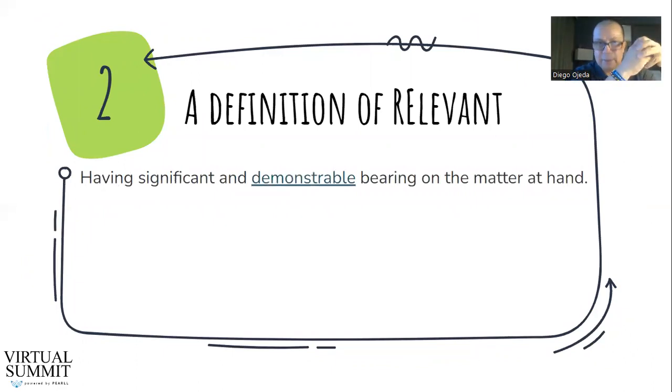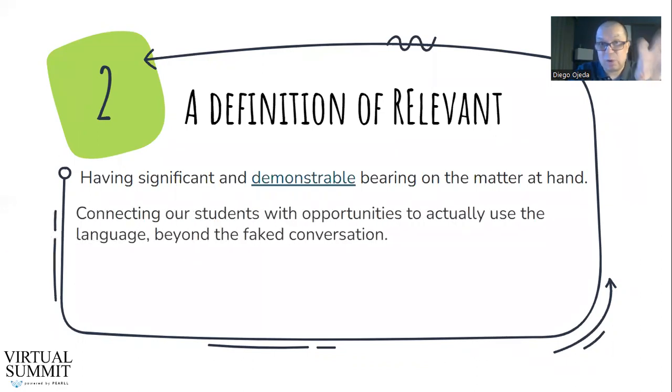Okay, now, a definition of relevant. So first, it has to be real, right? Now, it has to be relevant. According to the dictionary, relevant means having a significant and demonstrable bearing on the matter at hand. So something that is meaningful, something that we can demonstrate. Whatever we do in the classroom has to have a meaning and an immediate application. It's not that when you are in the middle of Madrid, this is what's going to happen. No, we need to make it relevant right away, right there in the classroom.